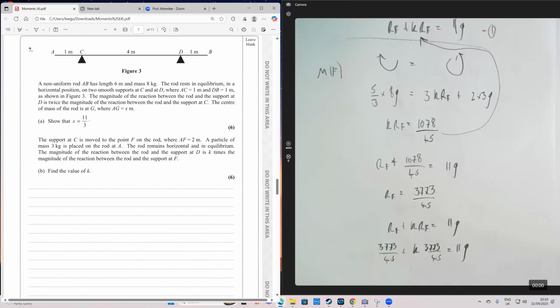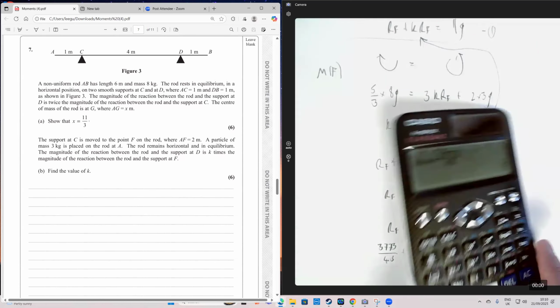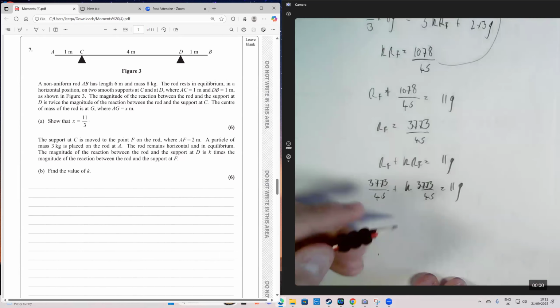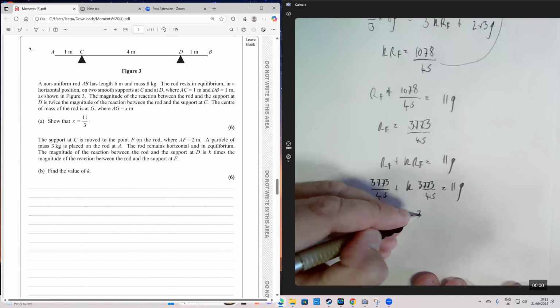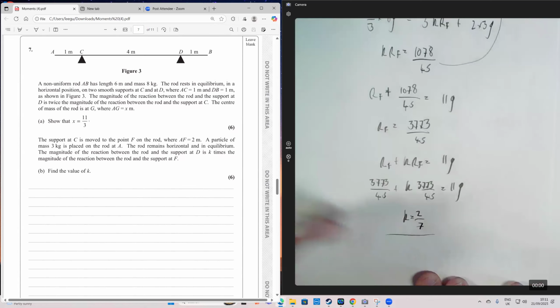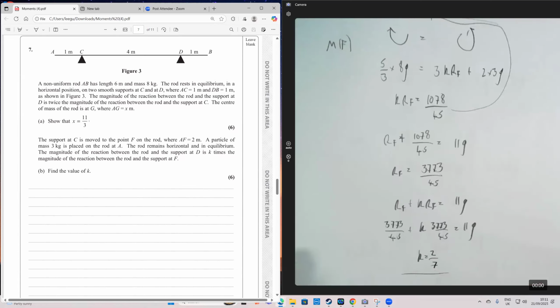And when we do that, we find out we get that that is 2/7. So we find out that K is equal to 2/7. And that is our final answer for that question.